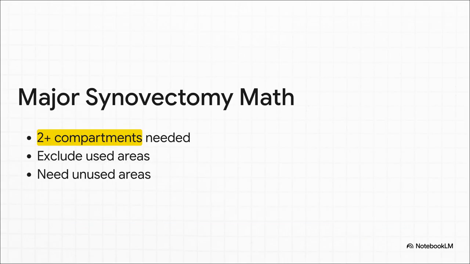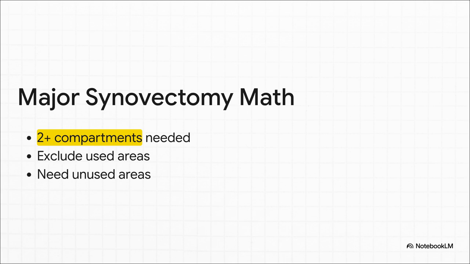Now for the major synovectomy, 29876, things get mathematical. To build this code, you have to do what I like to call compartment math. The rule says it must involve two or more compartments, but, and here's the kicker, you cannot count compartments that are already being used for other procedures.